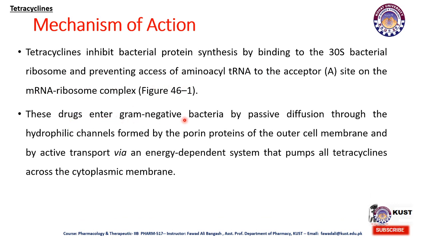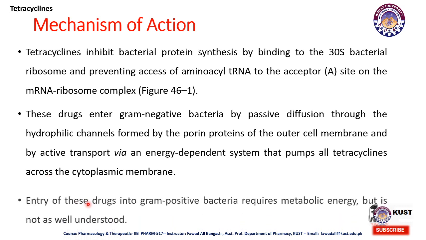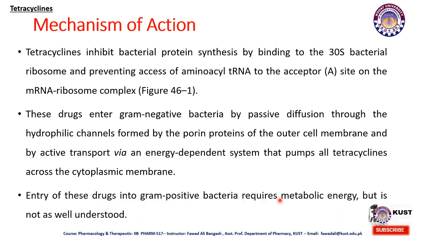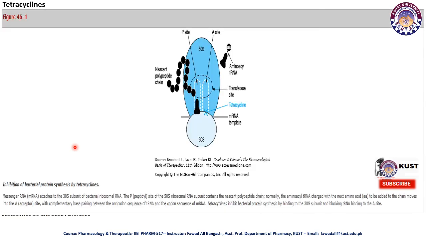These drugs enter the gram-negative bacteria by passive diffusion through the hydrophilic channels formed by the porin proteins of the outer cell membranes, and by active transport via an energy-dependent system that pumps all tetracyclines across the cytoplasmic membrane. Entry of this drug in gram-positive bacteria requires metabolic energy, but is not as well understood as in gram-negative organisms.